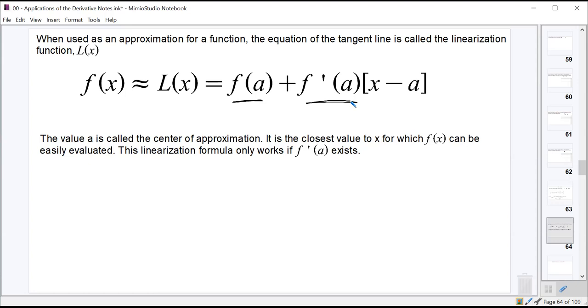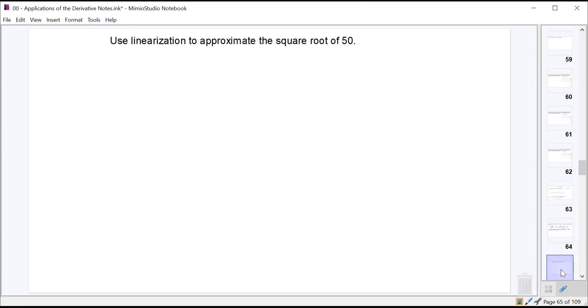If we had a corner, a cusp, a vertical tangent line, or a discontinuity at A, this linearization function would not work. What we're saying here is that f of x is approximately equal to the linearization function L of x, which is our tangent line at x equals A. And this only really works well for values of x that are close to A. So let's see if we can make this work.